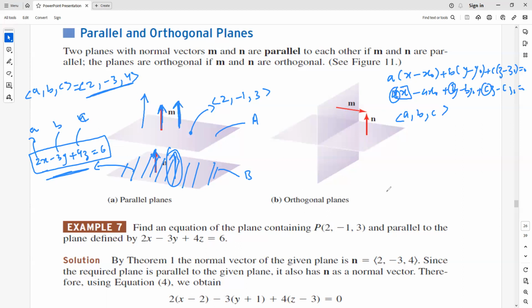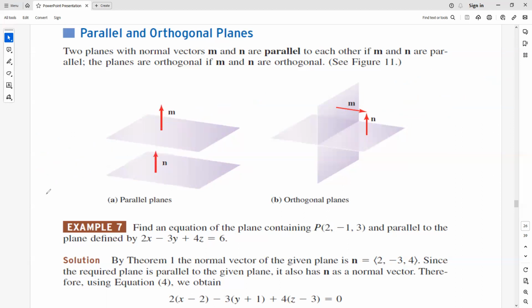So we can use this vector with the point given, and we can find the equation of plane A, right? Let's see, here it is solved. You can see that the normal vector is 2, -3, 4, and the point is given. Using this point, we get this equation of the plane. All right.